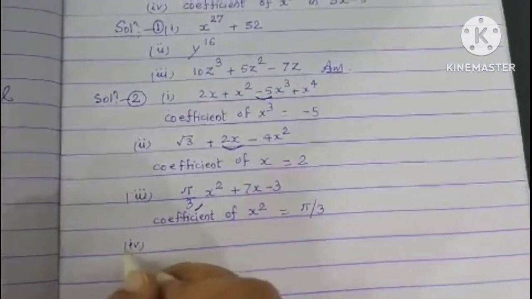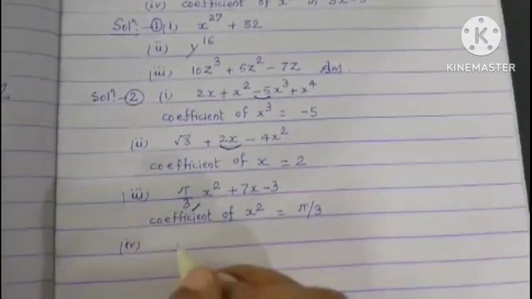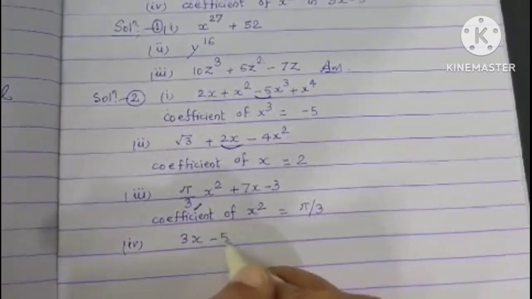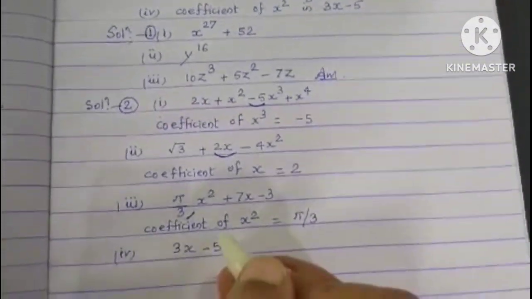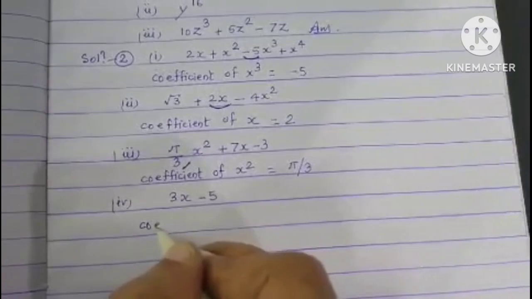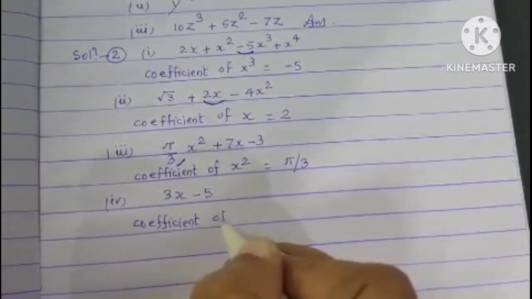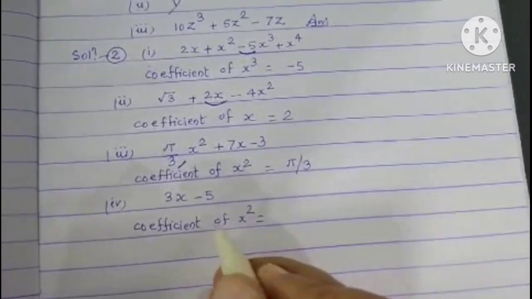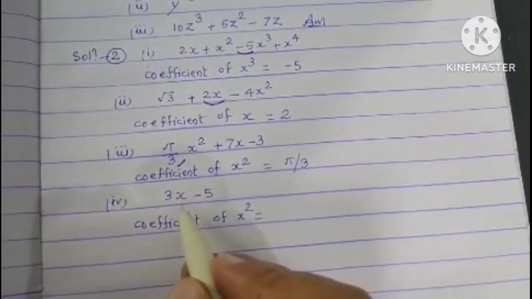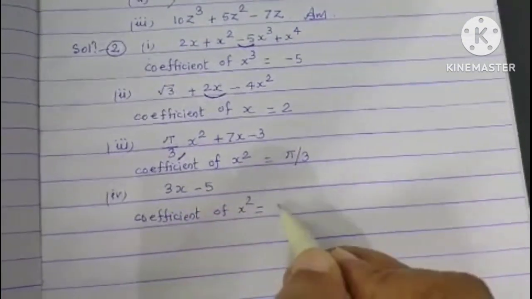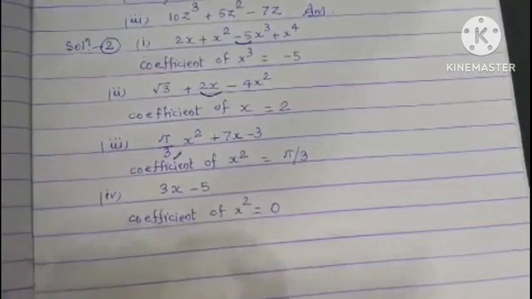Okay. Fourth one is 3x minus 5. This is the expression, and we have to write the coefficient of x square. Okay. Coefficient of x square is equal to, so here there is no term having x square, so it will be 0. Okay.